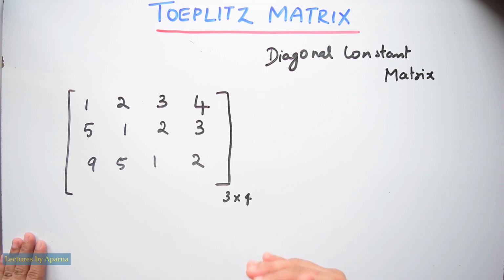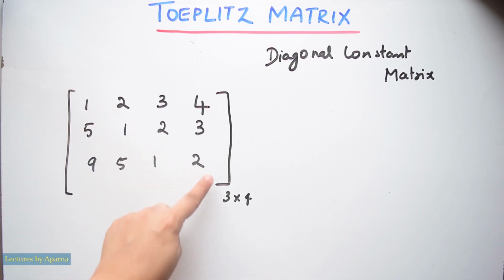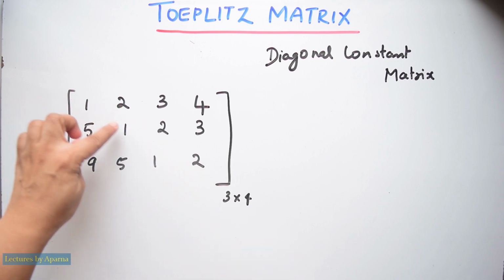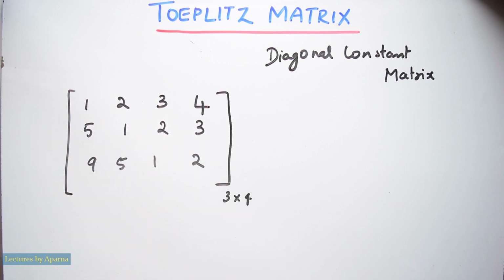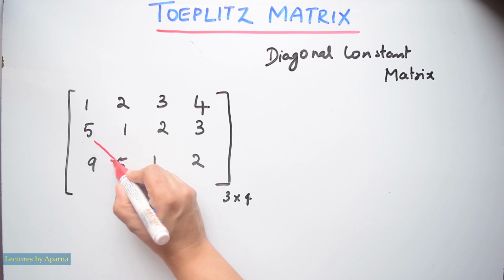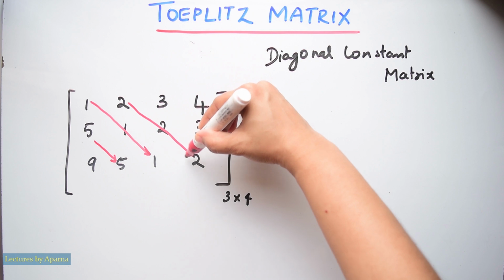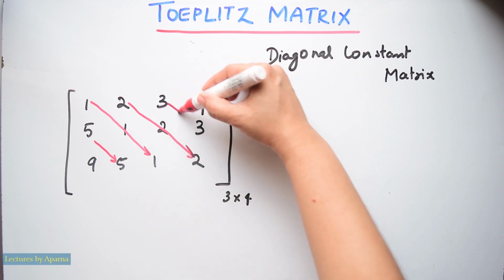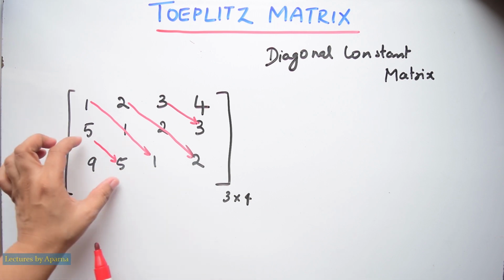A Toeplitz matrix may or may not be a square matrix. In this matrix, you can see that each descending diagonal from left to right is a constant. That is, all elements in a diagonal are same. Descending diagonal from left to right is this one. This is another descending diagonal, and another, and another. Those elements coming in the descending diagonals will be constant.